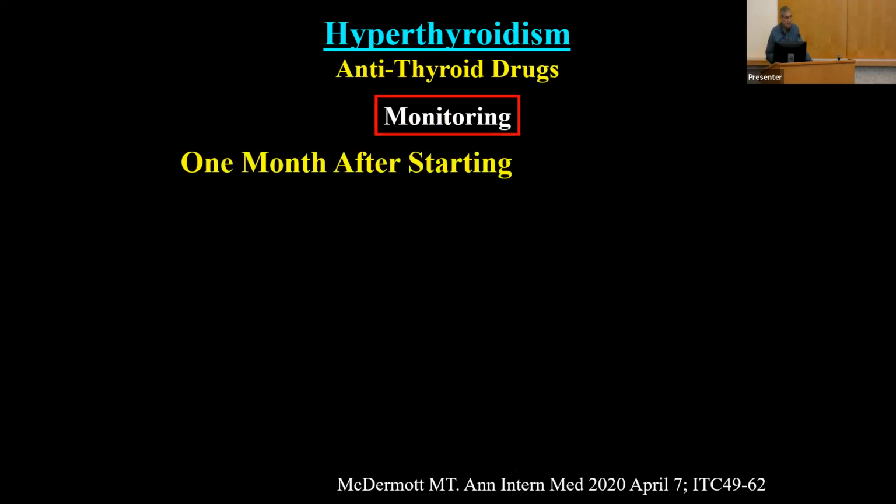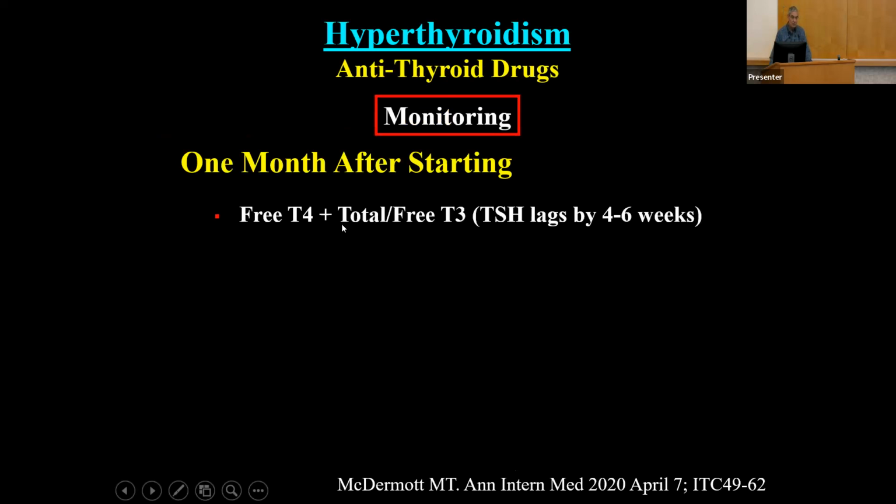You need to check their thyroid test 1 month later. And the test that you need to check is a free T4, and if their T3 was high, that's what you need to check. The reason is that the TSH lags behind. It's been suppressed, and it doesn't recover in the first 4 weeks. So the first thing you're going to see if your drug is working is the T4 and the T3 normalize, but your TSH may still be low. And if you're only looking at the TSH, you won't realize that it's time to lower that antithyroid drug.